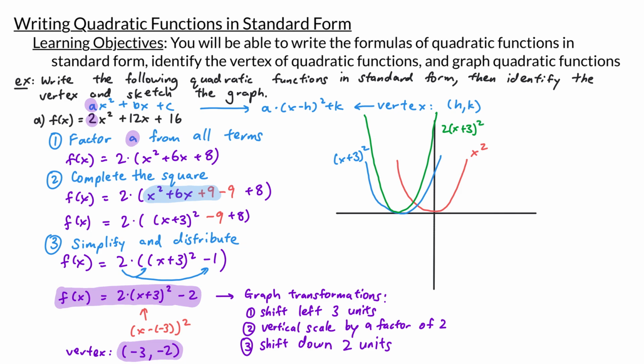And then our last step is to take that green graph and shift it down 2 units. That's going to give us something that looks like this. So in purple, this is our function f of x equals 2 times (x + 3) squared minus 2. So by writing our quadratic function in standard form, we can realize it as graph transformations being applied to the x squared function. And that makes the graphing process much easier. Let's do a couple more examples.